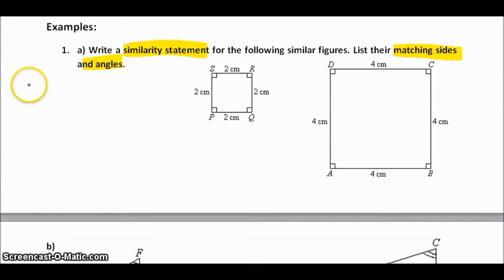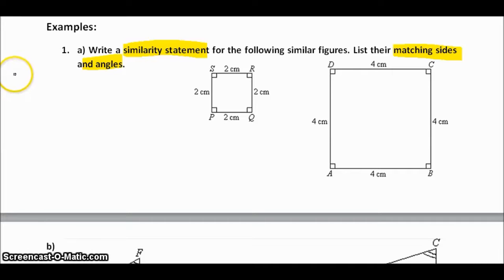All right. So clearly these are two squares. How do I know that? Well, I know that because they all have right angles in them. And I know that all the sides in this one are the same, and all the sides in this one are the same. They're not the same as each other, but I know that they're squares. So to write a similarity statement for this, I need to list their matching sides and angles, and here's how I do that.